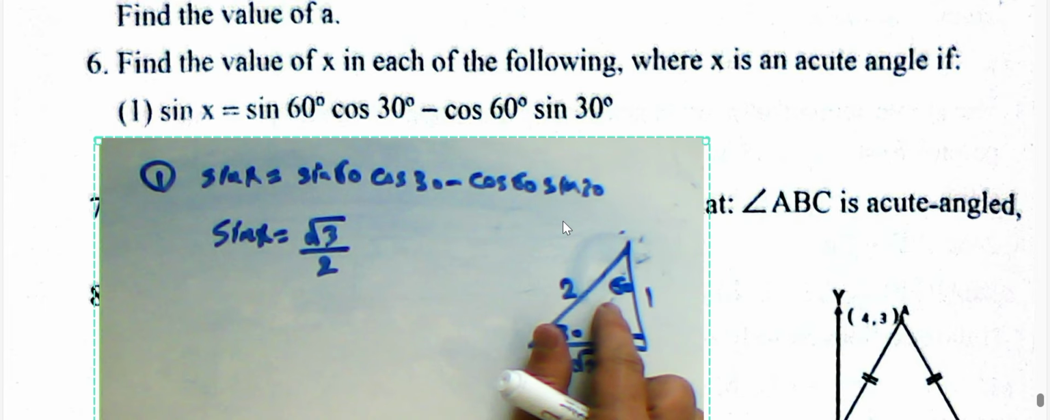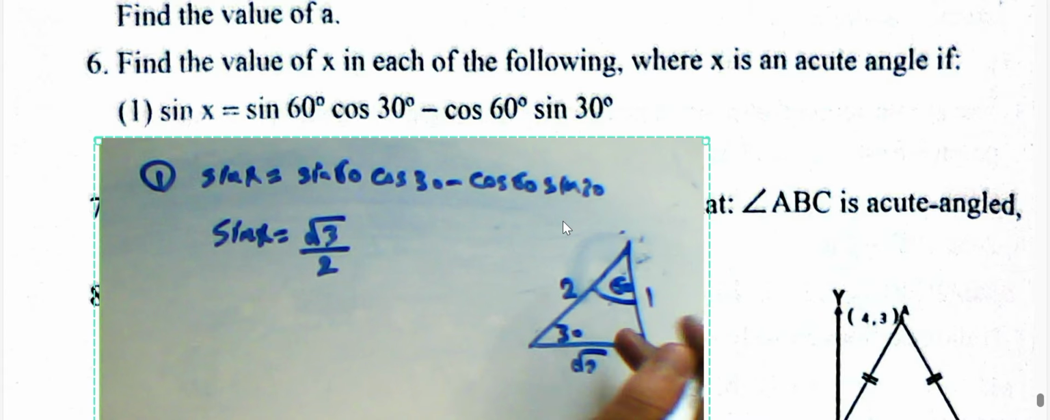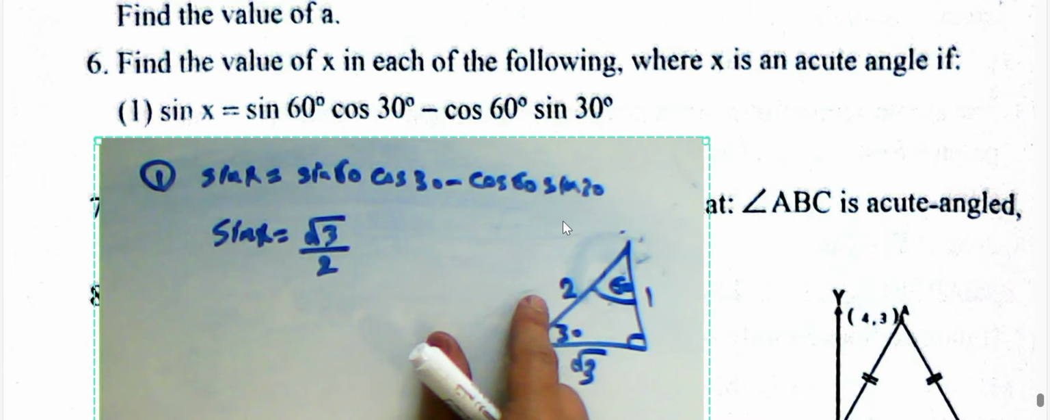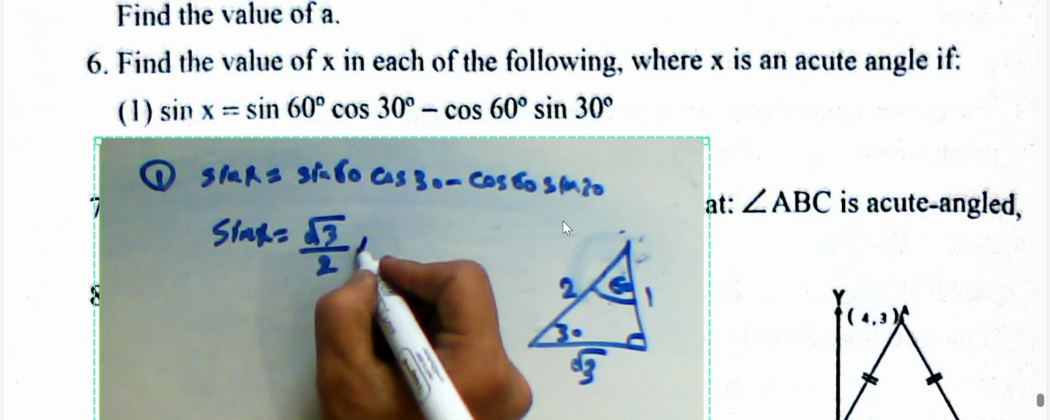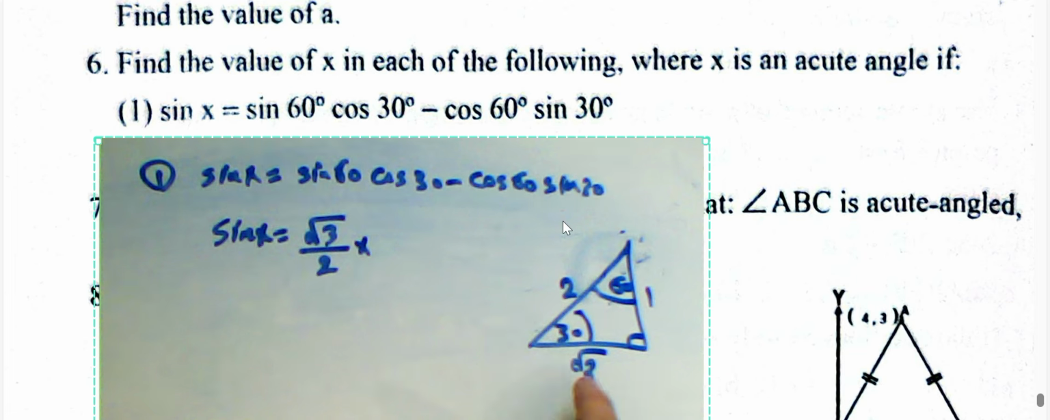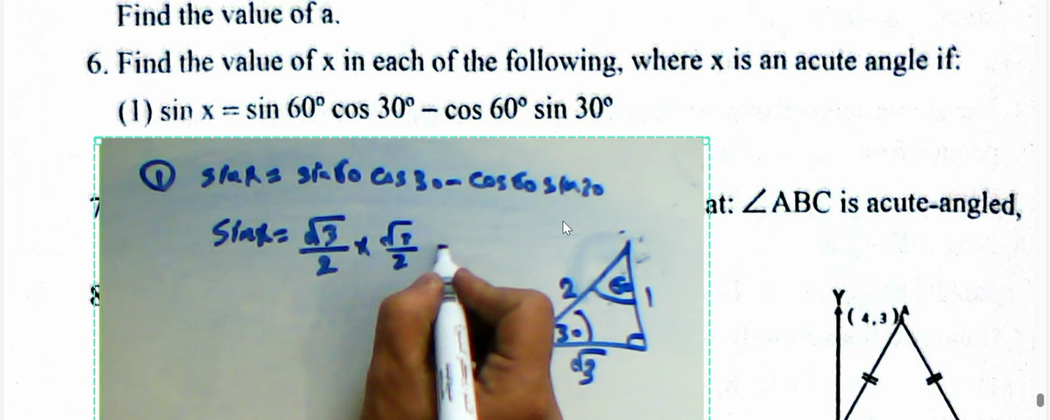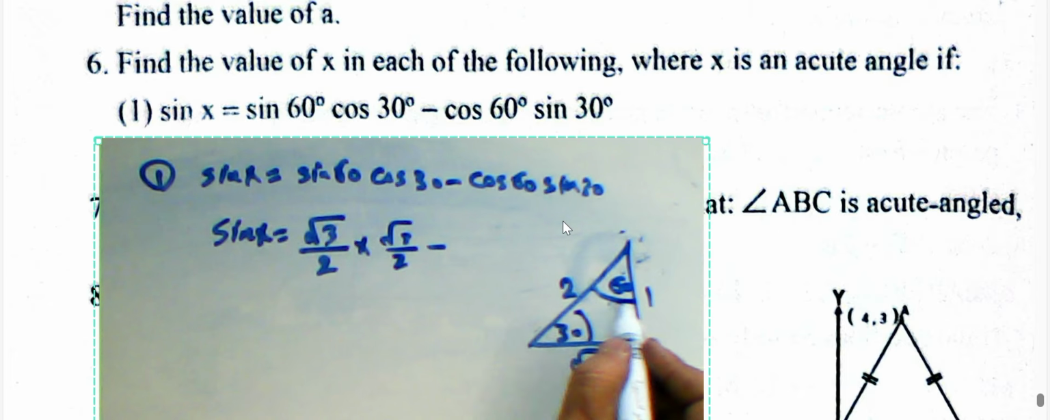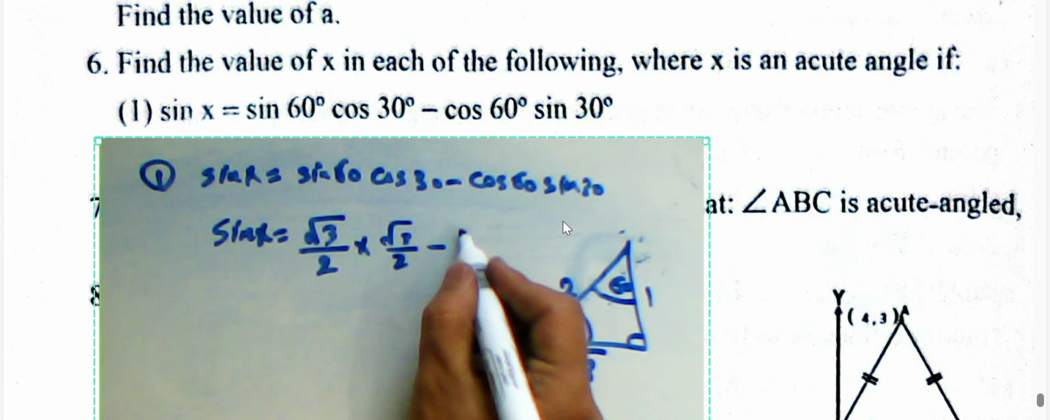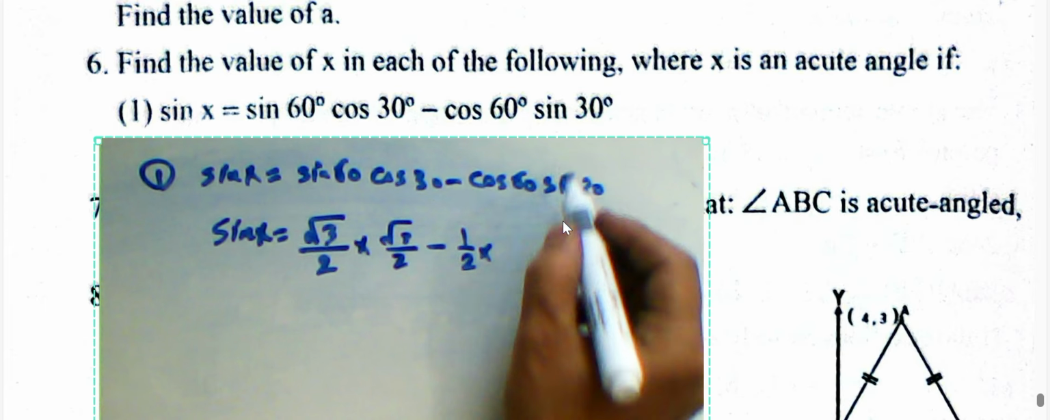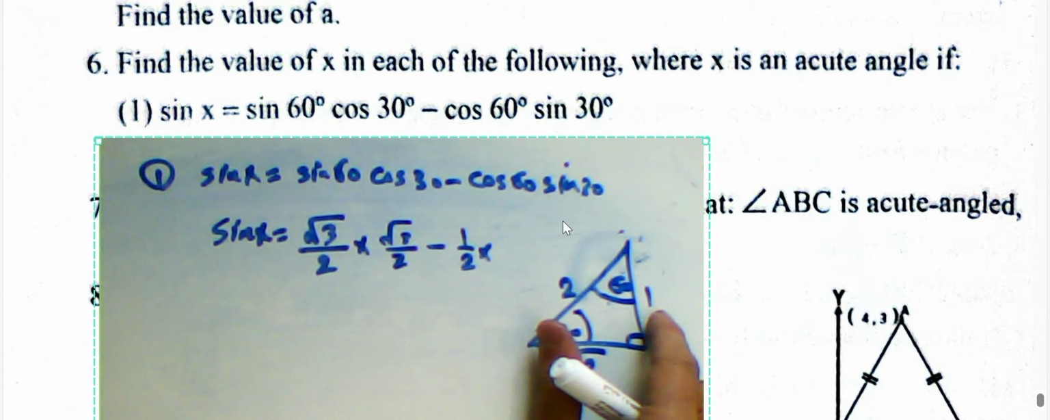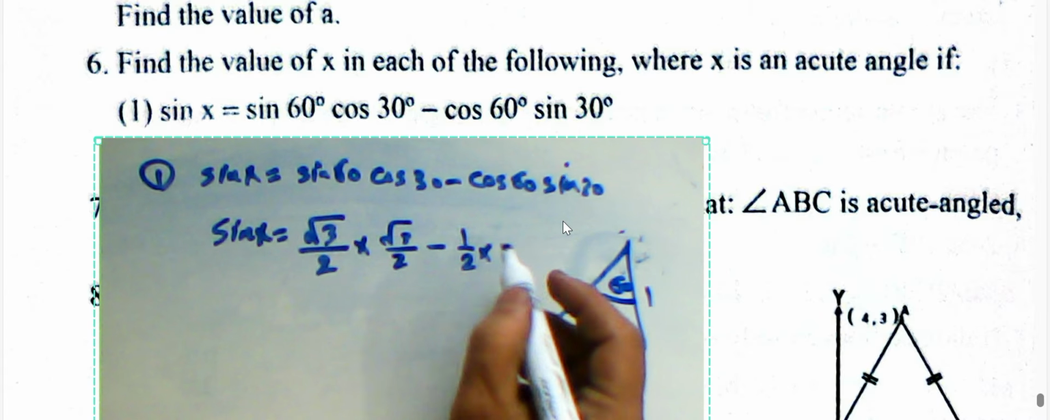Sine 60, opposite. Okay, opposite over hypotenuse, root 3 over 2. And cosine 30, adjacent over hypotenuse, root 3 over 2. Subtract by cosine 60 here, adjacent over hypotenuse, 1 over 2. And sine 30, opposite over hypotenuse, 1 over 2.